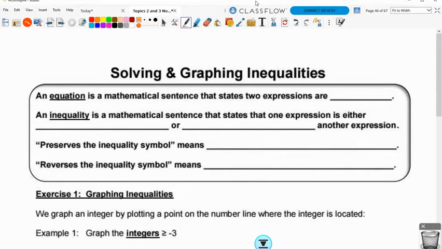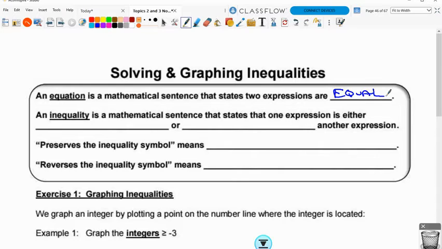In our lesson today, we're going to introduce solving and graphing inequalities. Our past few lessons have been all about solving equations, and now we're going to take a look at how we can solve and then graph inequalities. An equation is a mathematical sentence that states that two expressions are equal to each other. An equation always has an equal sign.